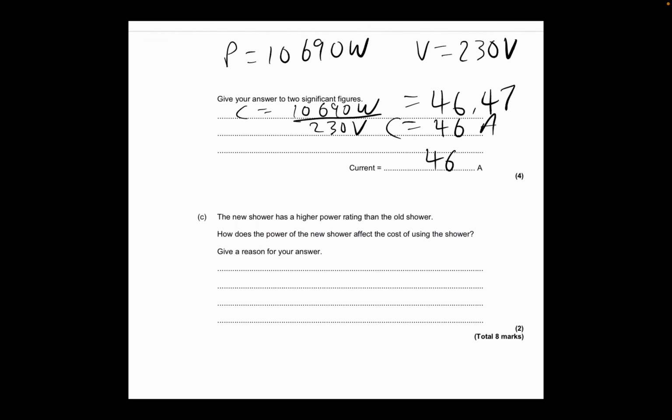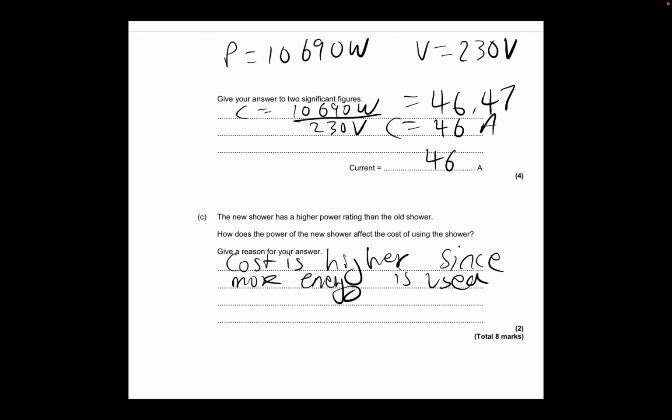Now, the new shower has a higher power rating than the old shower. How does the power of the new shower affect the cost of using the shower? You have to give a reason. So this means that the cost is higher, right? The cost increases. Cost is higher since more energy is used per second. Now this is something that you're going to write down for 2 marks. The cost is higher since more energy has been used per second. Now this seems to be the end of the questions.